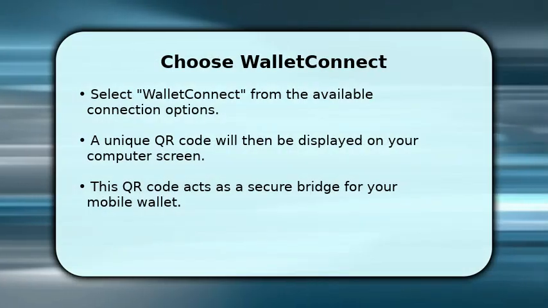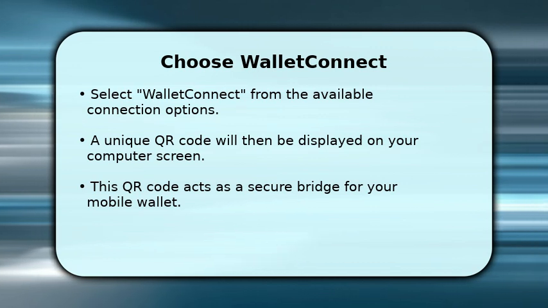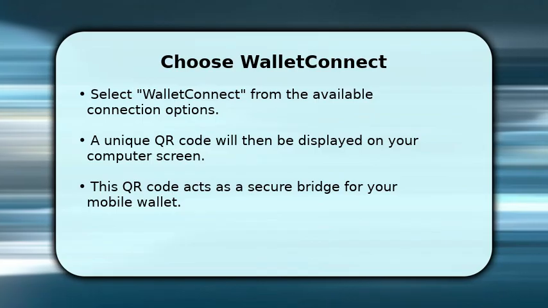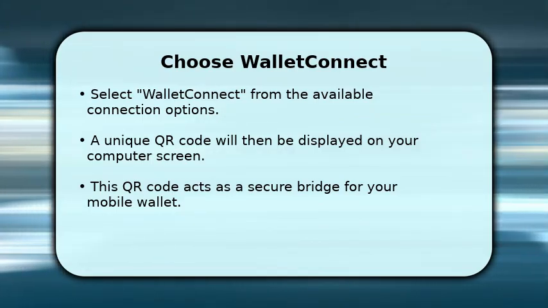Once you click Connect Wallet, you'll likely see several options. Choose Wallet Connect to proceed. After selecting it, a unique QR code will appear on your computer screen. This code is essential for securely linking your mobile MetaMask app to the desktop application. It's a quick and easy way to bridge your devices.